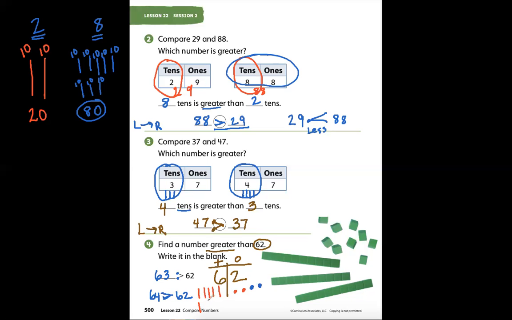Any number. If I add another 10, that would give me 7 tens and 4 ones. 74 is also greater than 62. I just need at least 1 more, not the same and not less. At least 1 more.